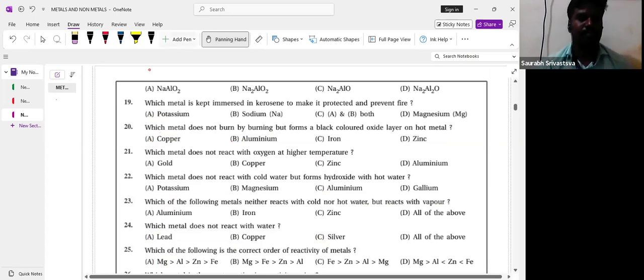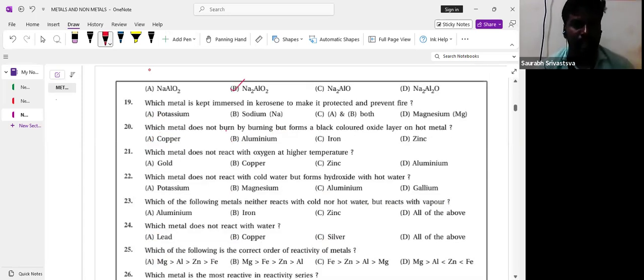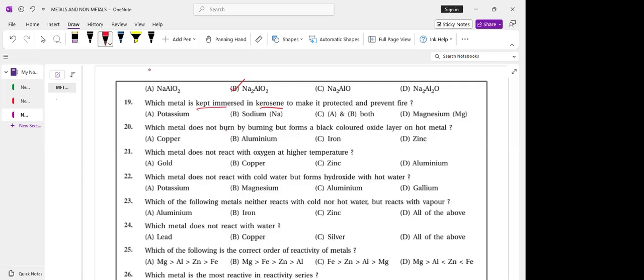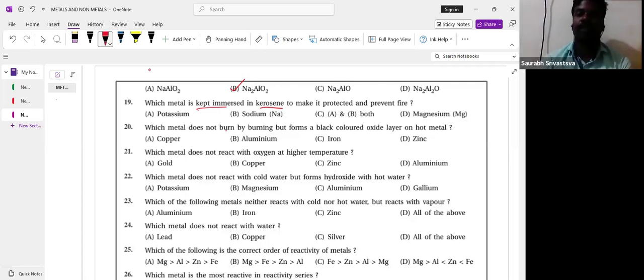Here, Na2AlO2. That is the answer. Next, which metal is kept immersed in kerosene? Sodium and potassium are highly reactive elements. So they won't react with the kerosene, but they will react with the air as well as water very vigorously. That's why they are kept in the kerosene. Especially sodium is kept in the kerosene, but potassium is kept in the wax.